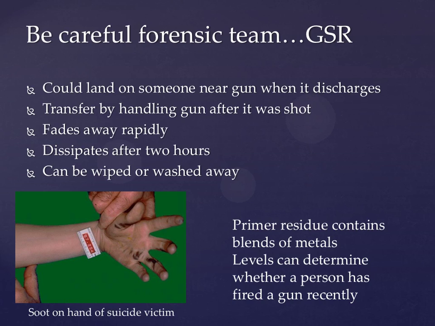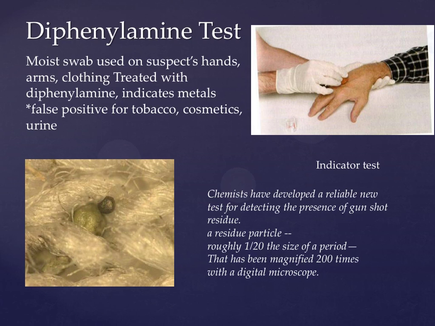Your primer residue does contain a very unique blend of metals. So that makes it a little bit more accurate. And you can also tell whether a person has fired a gun recently, because you're going to have a lot of certain kinds of chemicals. And then the longer it's been since that person has fired the gun, the less and less those chemicals show up in testing.